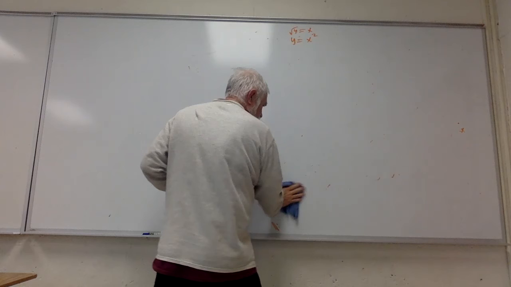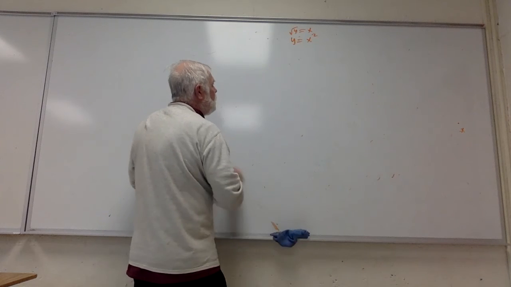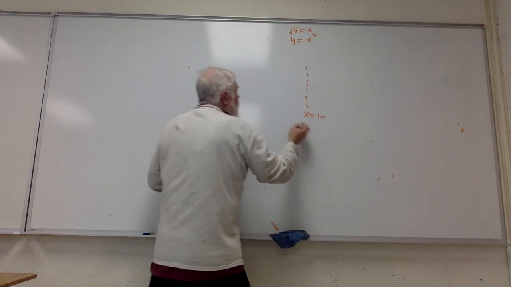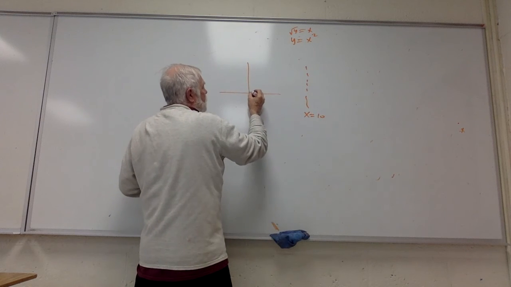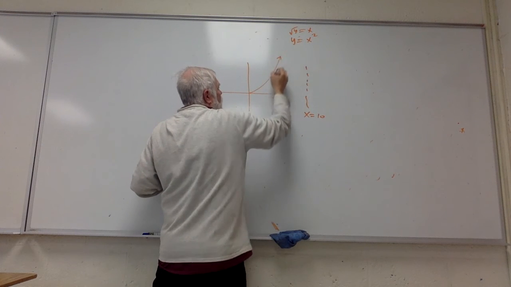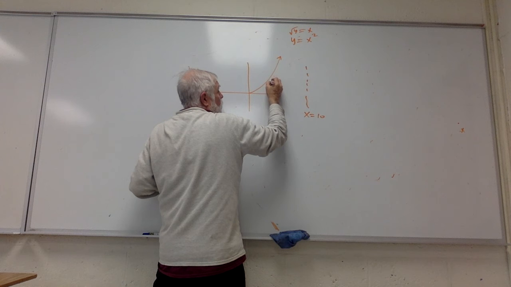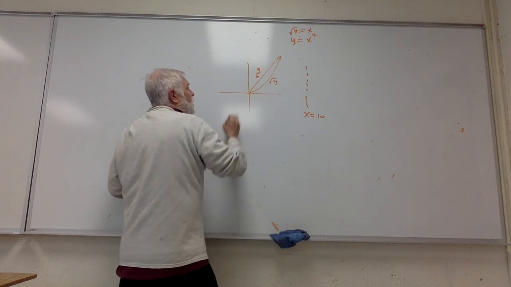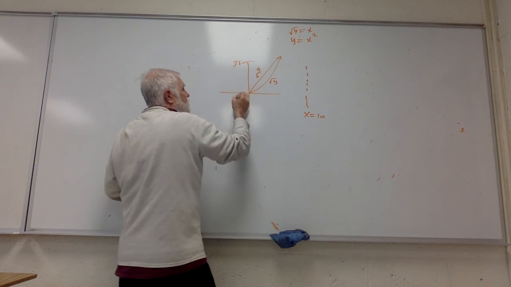So let's go around x equals 10. Over here, we got ourselves y equals x squared, which is x equals square root of y. And we got y over 6. That's right. We're still going to go to 36 and we're still going to go to 0.